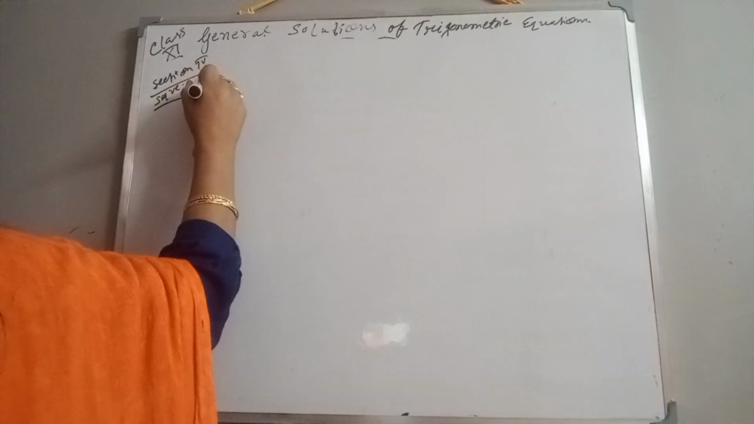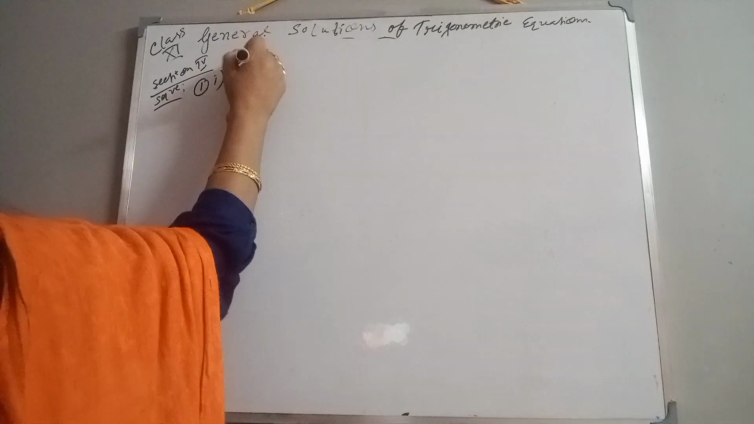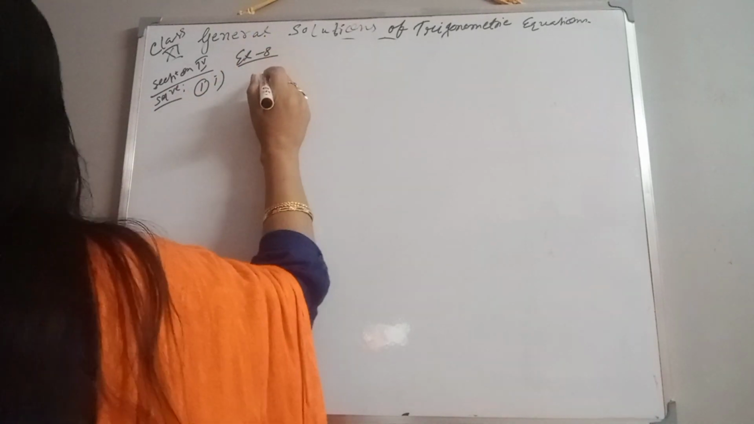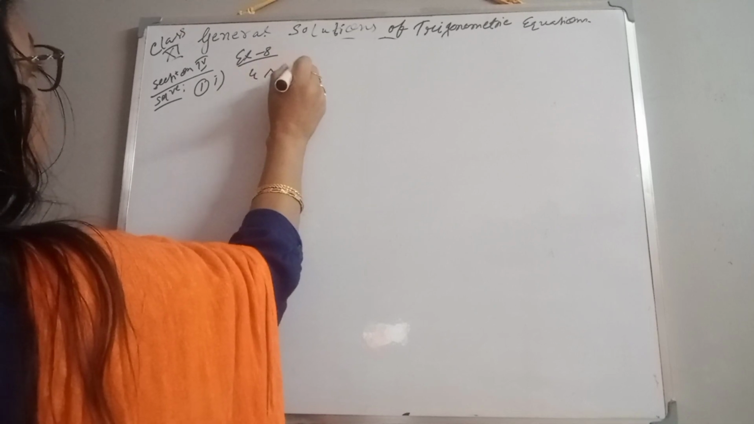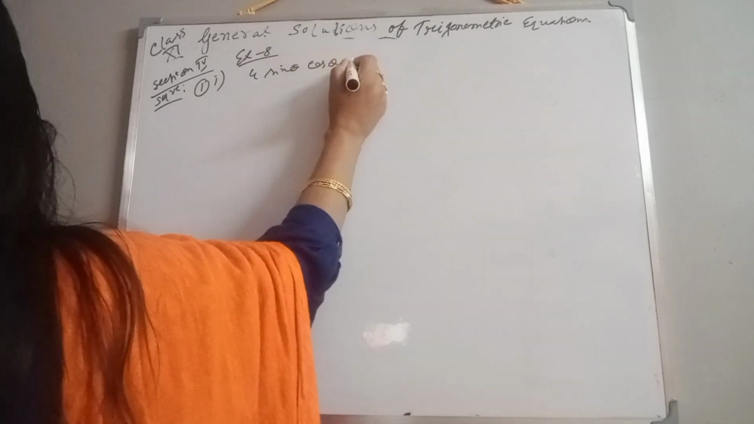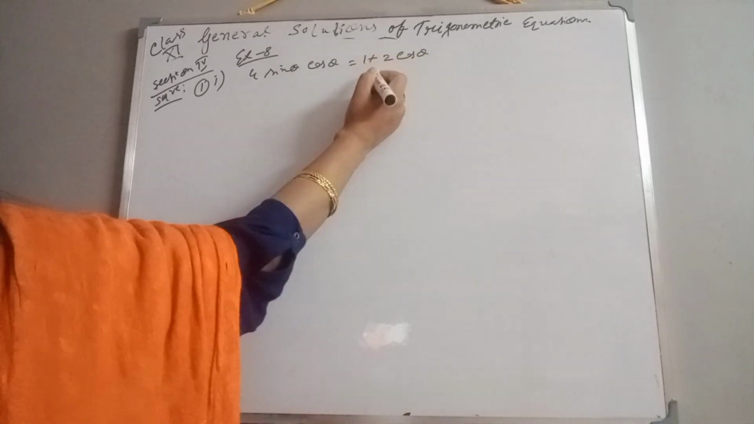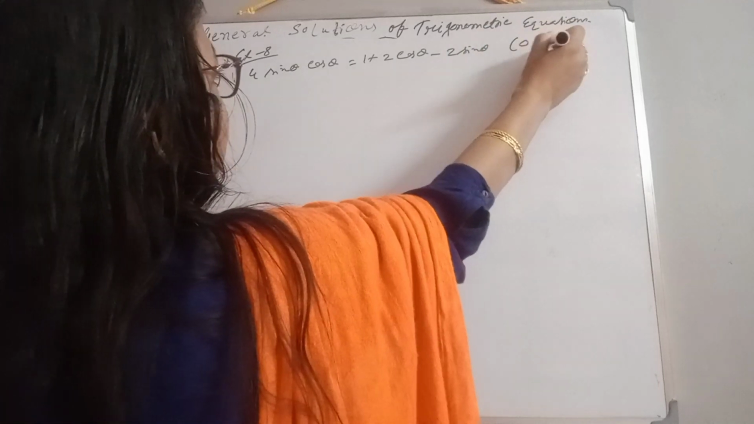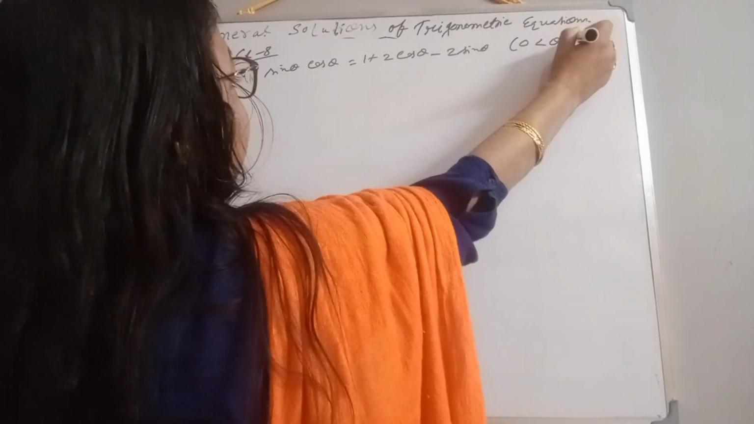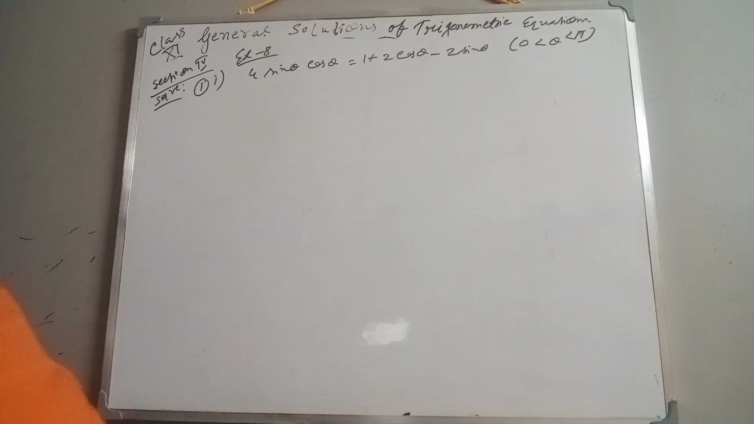So solve number 1. What is this exercise? Exercise 8, I think. What is the question? 4 sine theta cos theta is equal to 1 plus 2 cos theta minus 2 sine theta, 0 less than theta less than pi. That is the question. Okay, we have to find the value of theta.